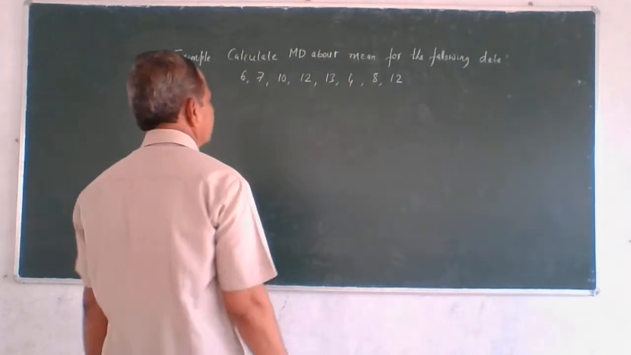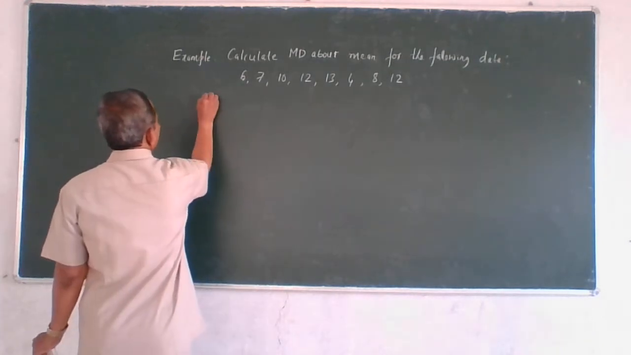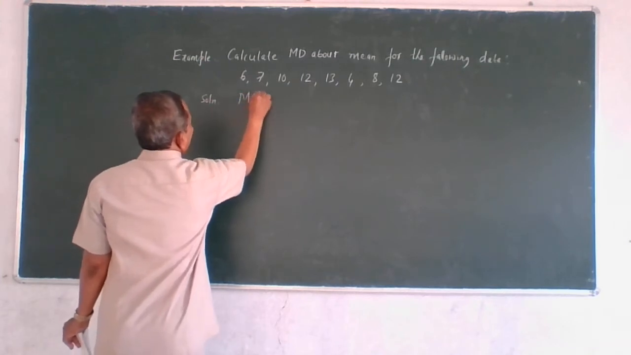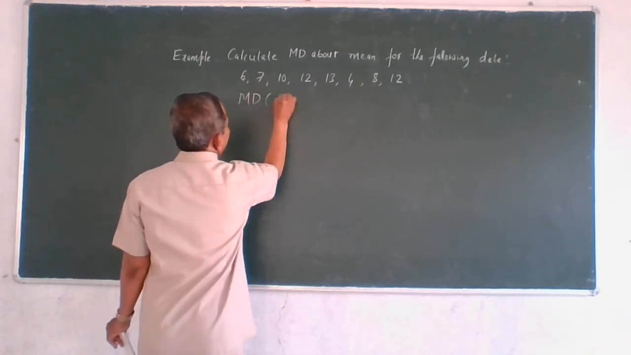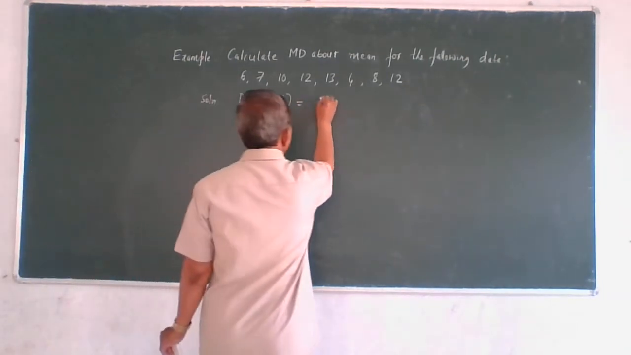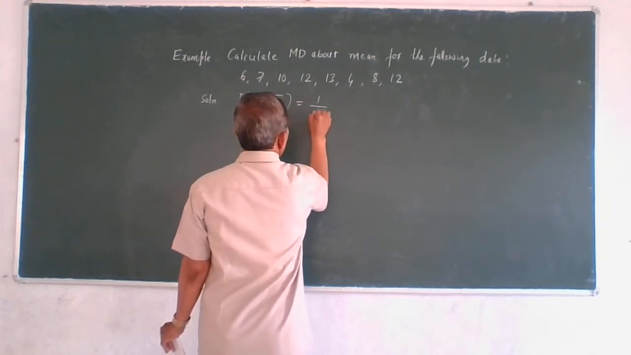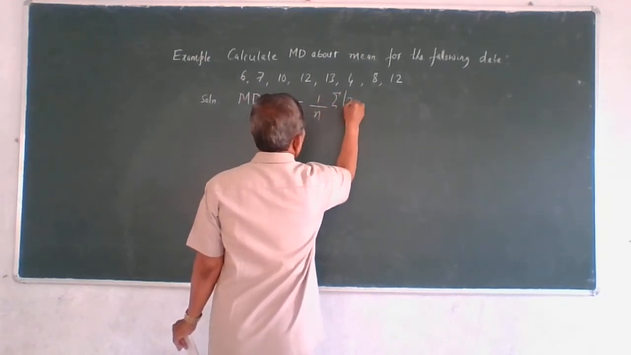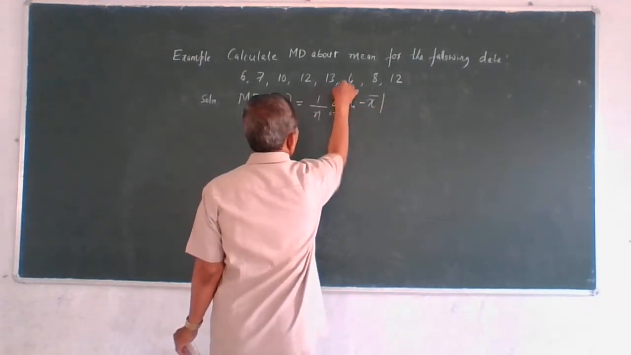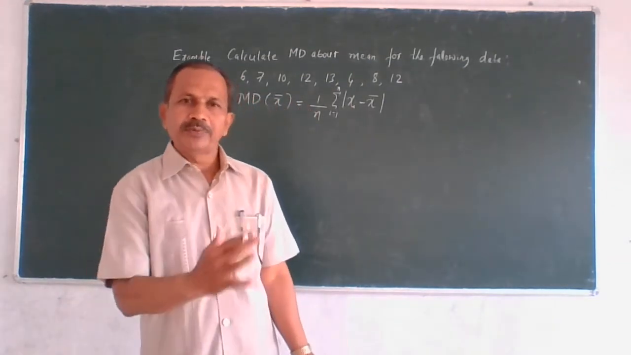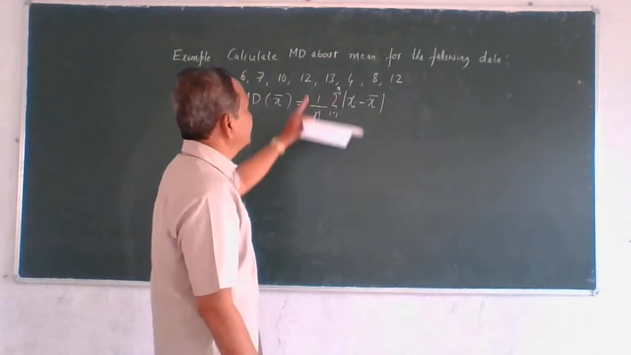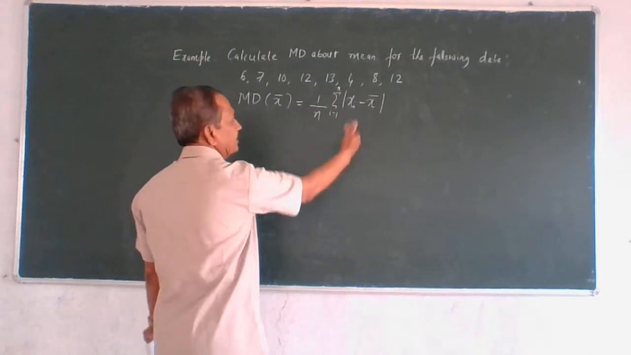How to calculate mean deviation? First write down the formula. Mean deviation about mean, that is x bar. Mean deviation about mean is given by the formula 1 by n summation of modulus of xi minus x bar, i equal to 1 to n. We have to remember this formula: 1 by n summation modulus of xi minus A, the general formula. Now here A is x bar.